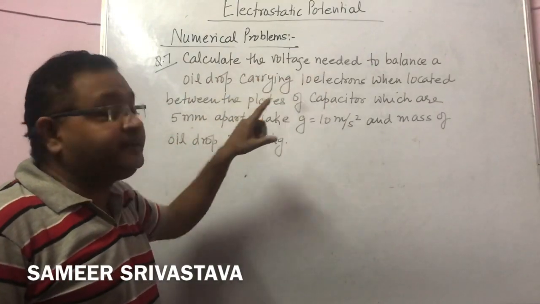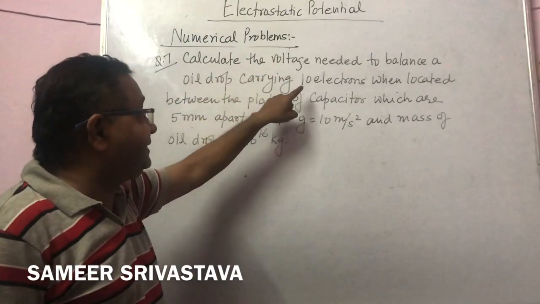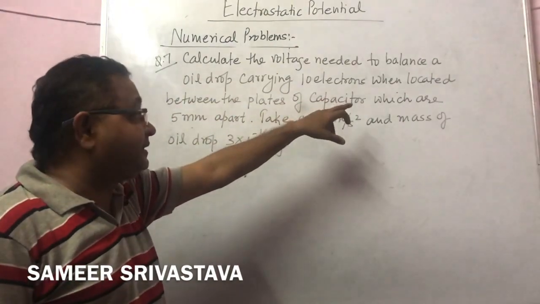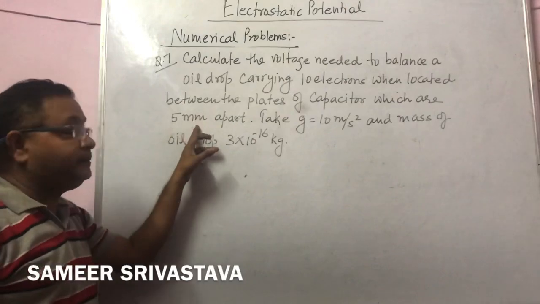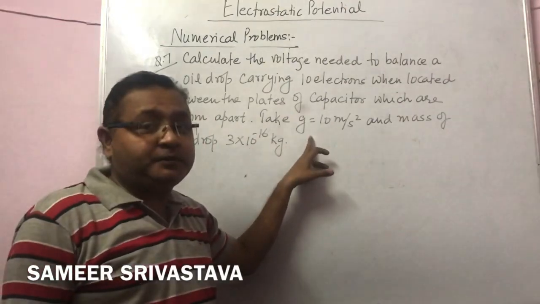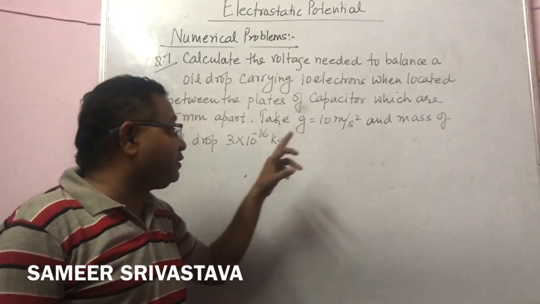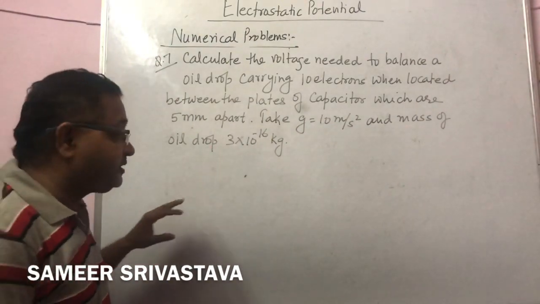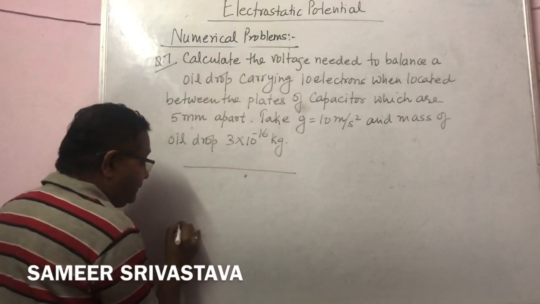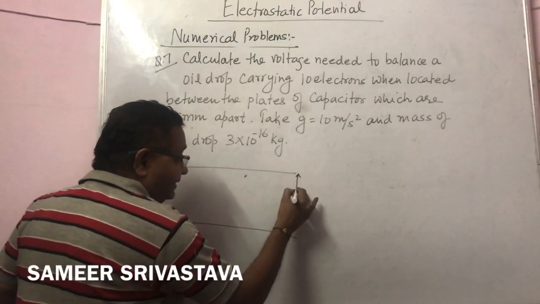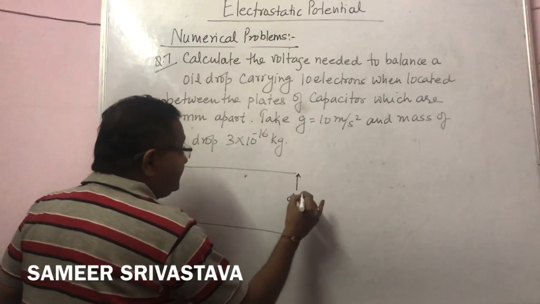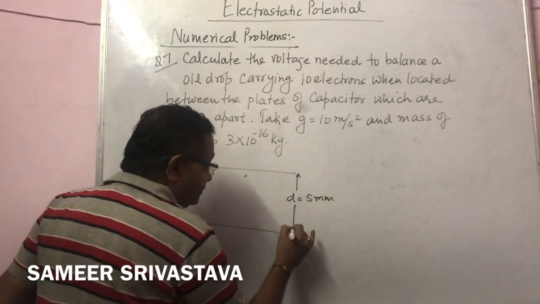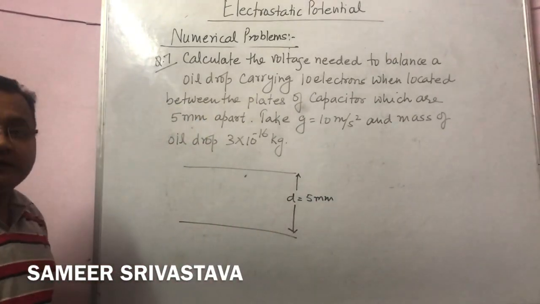Calculate the voltage needed to balance an oil drop carrying 10 electrons when located between the plates of a capacitor which are separated by 5 mm apart. Take g equal to 10 meter per second square and the mass of the oil drop is given as 3 into 10 raised power minus 16 kilogram. What does the question say? There is a plate of capacitor which are 5 mm apart. So the distance between these two plates is 5 mm.